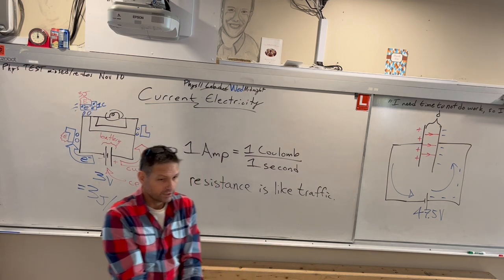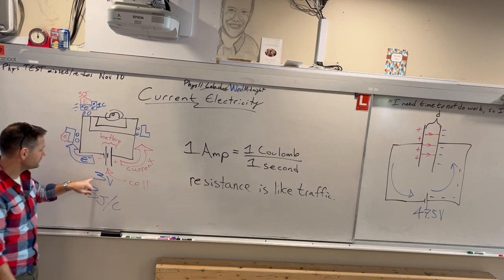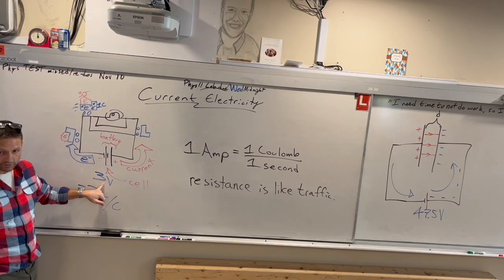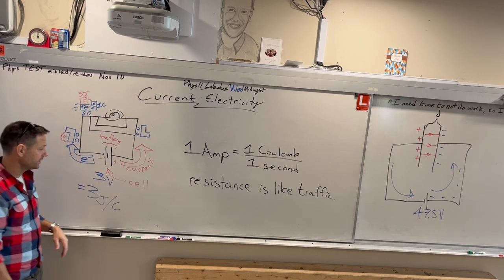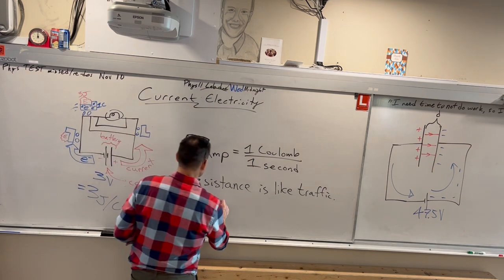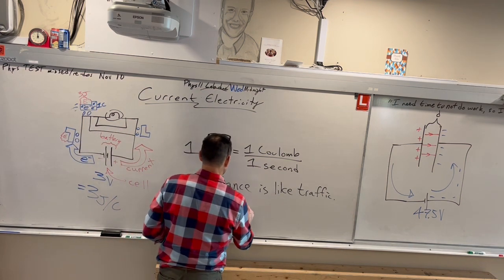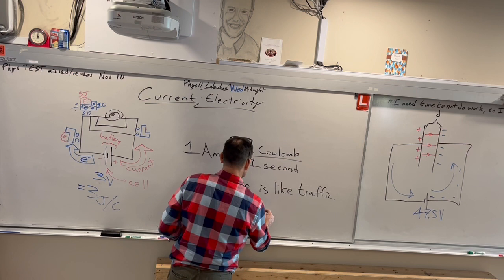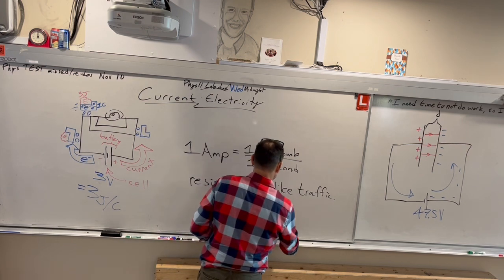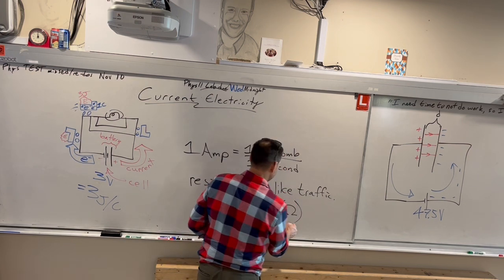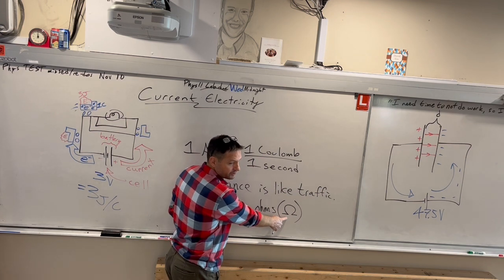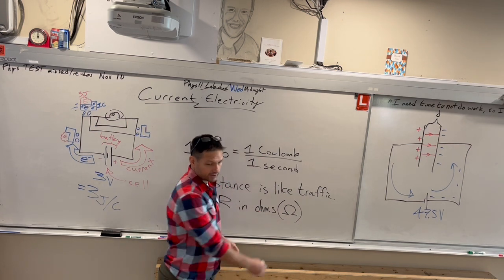Okay. In practical terms, the voltage is dependent on the cell. Resistance is R, and it's measured in ohms. And it's symbolized by the Greek letter omega.